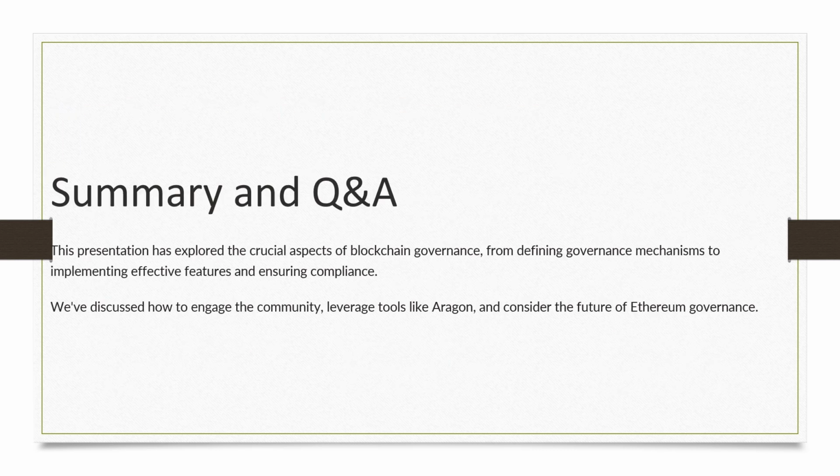In summary, we have covered the essential aspects of blockchain governance, from defining governance mechanisms to designing effective features and ensuring compliance. We also discussed how to engage the community, leverage tools like Aragon, and consider the future of Ethereum governance.